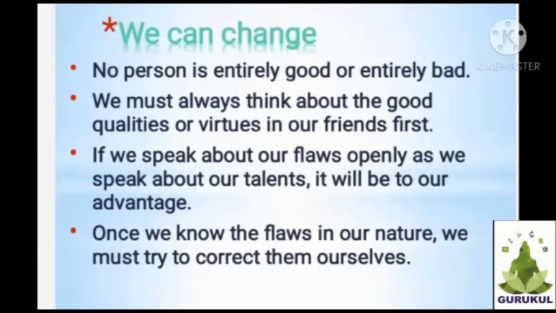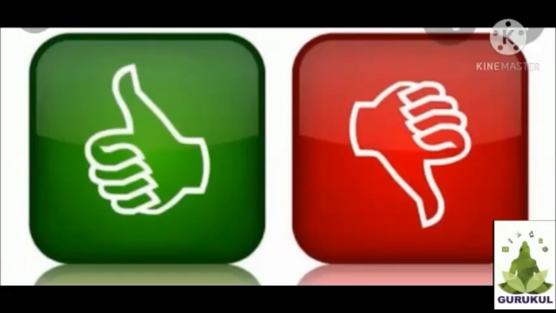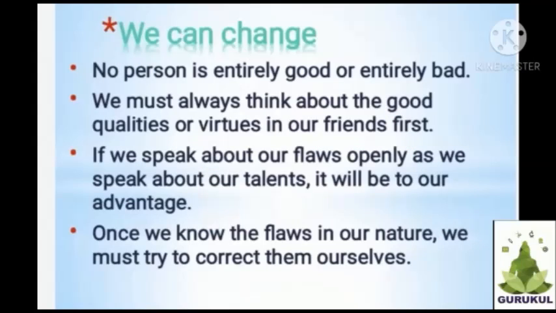Next point, we can change. No person is entirely good or entirely bad. We must always think about the good qualities or virtues in our friends first. It means we want to see or always think about the good qualities and their good behavior. Okay? We must help each other to get rid of our flaws. If we speak about our flaws as openly as we speak about our talents, it will be to our advantage. Once we know the flaws in our nature, we must try to correct them ourselves.